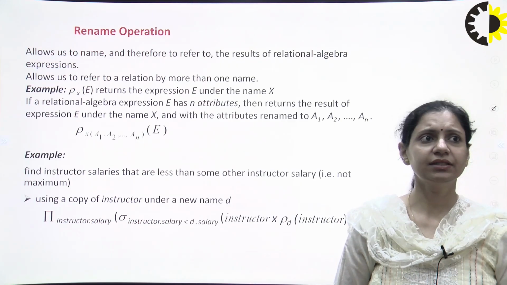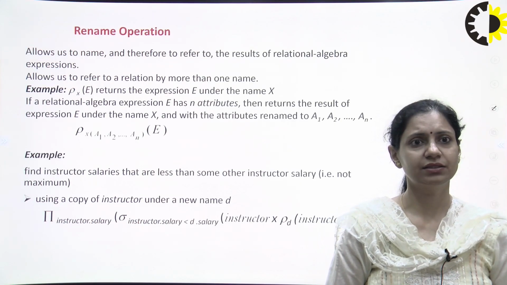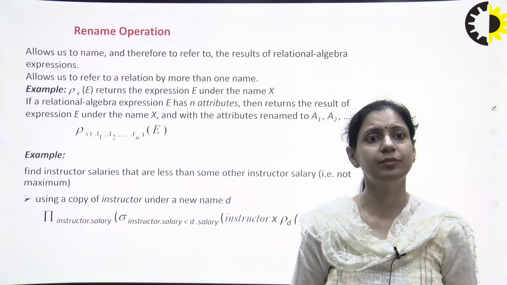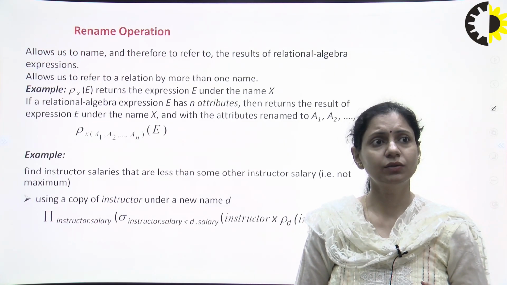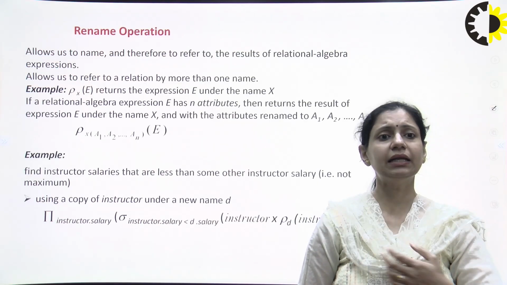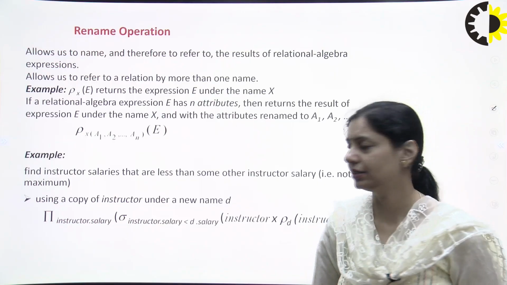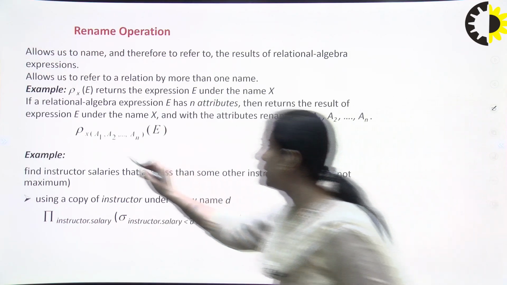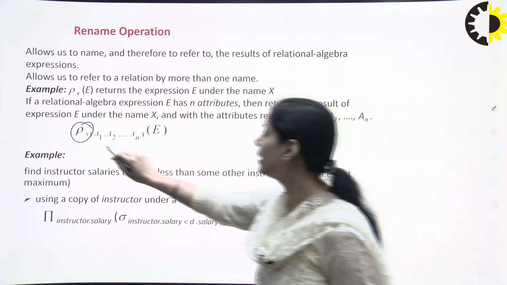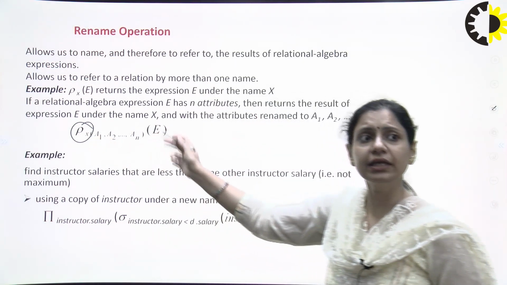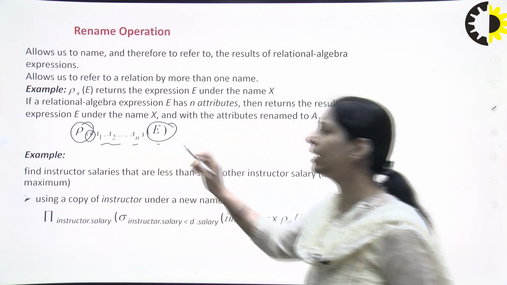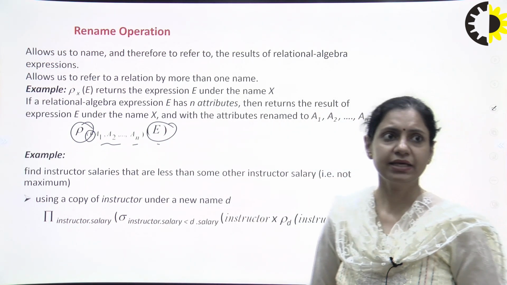The last operation that we have is the rename operation. Sometimes what happens, we need to do the Cartesian product on the same table. So to do it on the same table, we create an alias name, we rename that relation using this operator rho. What it does is it creates an alias, or it helps you to rename the relation E with the name X with certain attributes. Let's take an example.